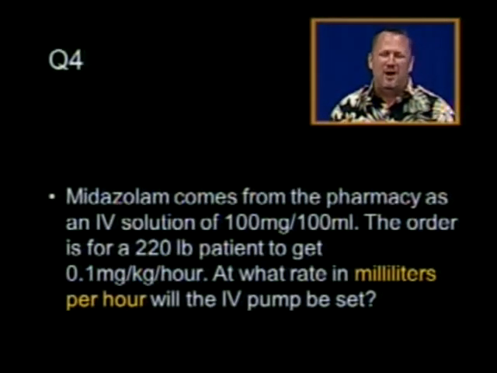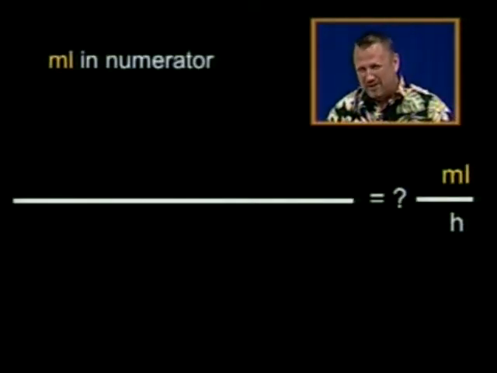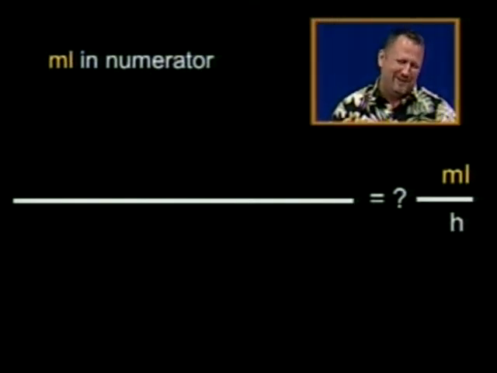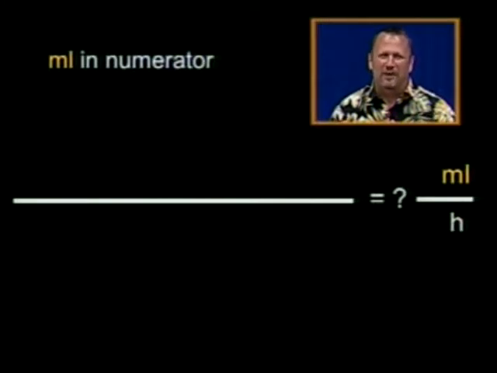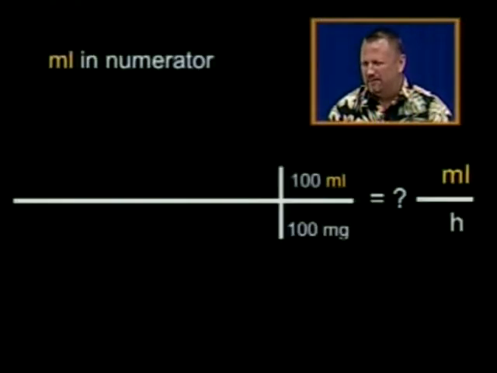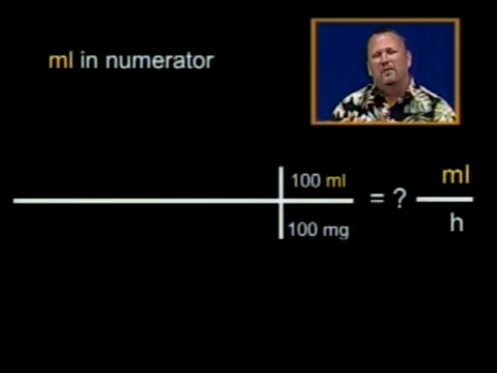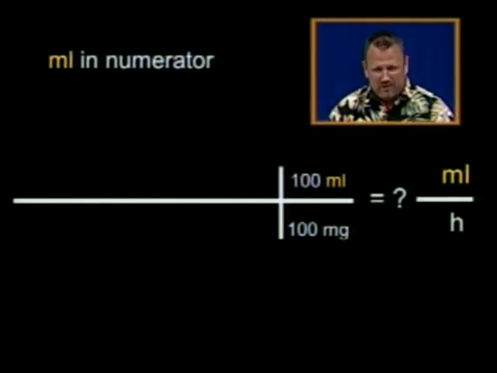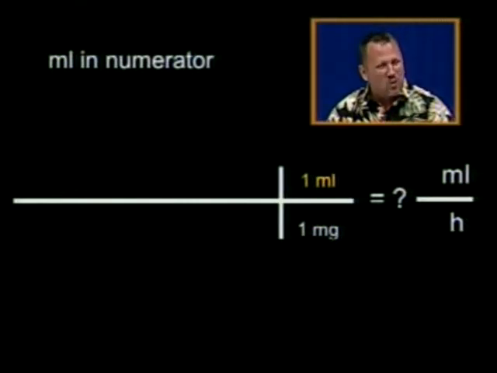So since milliliters per hour is the question, milliliters per hour is the answer. And since milliliters is in the numerator of the answer, milliliters needs to be in the numerator. And let's not forget the time component in the bottom. So there's a set of milliliters right there that I can use. I'll take those milliliters and put them in the numerator. And now milliliters is in the numerator where milliliters belongs. 100 milliliters over 100 milligrams is the same thing as 1 milliliter per 1 milligram.